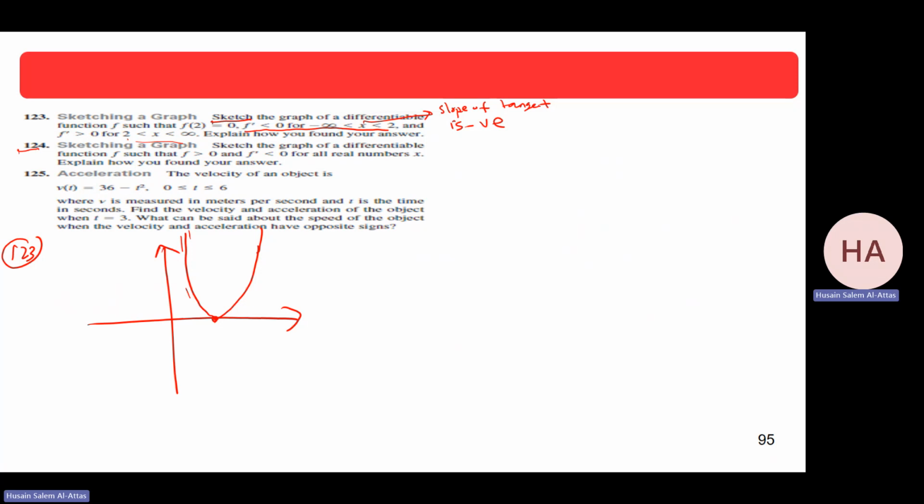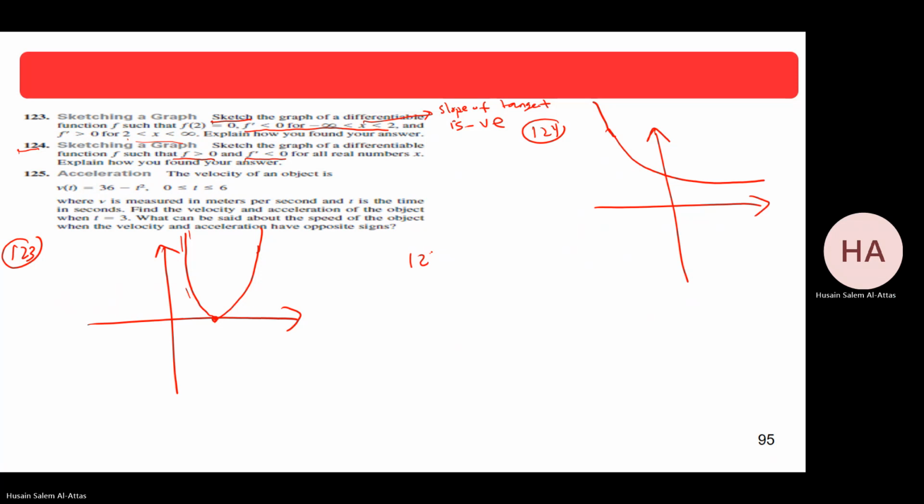Then 124: sketch the graph of a function f so that f is positive, the function is always positive, but f prime is negative for all real numbers. We want to sketch a function which is always positive, so the function is always above the x-axis, but the slope of the tangent is negative. So we'll do something like this. For sure, the slope of the tangent is always negative, and the function is always above the x-axis. So that will be my graph.